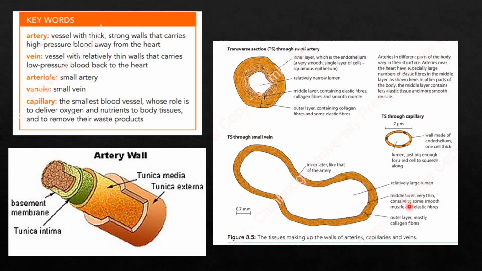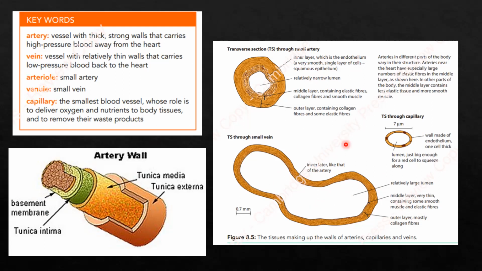The lumen is large, the middle layer is thin, has smooth muscles more than elastic fibers, just to be able to control the diameter, but some elastic fibers are present. And then the outer layer is mostly collagen fibers, no need for extra elastic and etc. We need to make it as thin as possible.